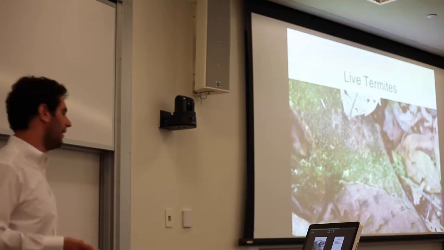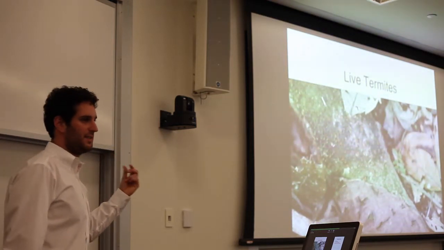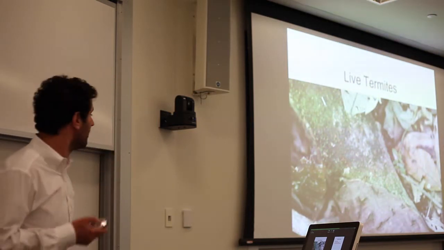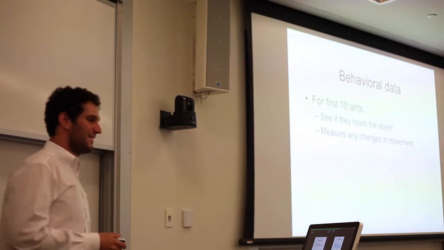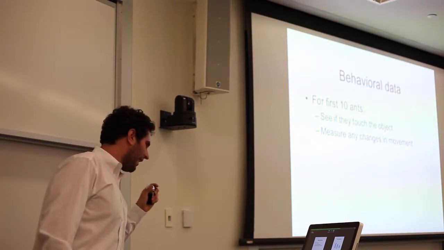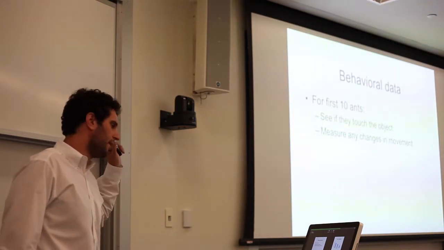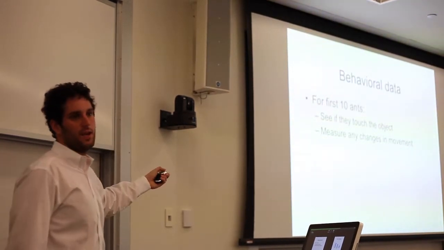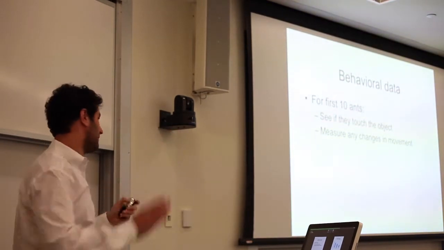Well, actually, I'll address that afterwards, but I did use multiple ones so that their glue would stick them together so that they wouldn't walk away, but they were still moving around and squirting. So I took behavioral data from the first 10 ants that passed within a body length of them, and I scored them if they touched the object, and I scored them for different levels of change of direction.